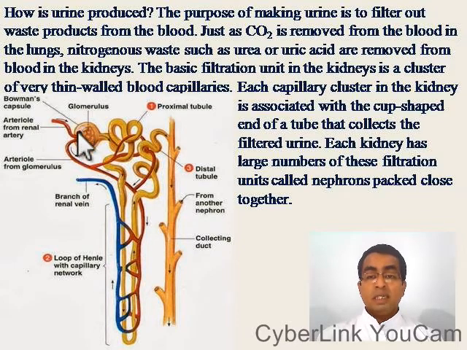The cup-shaped portion is known as Bowman's capsule. Then a cluster of capillaries is called glomerulus. This is a neck region. Then this region is known as proximal convoluted tubule. Then this particular portion is called Henle's loop. Here you have the descending limb and ascending limb. This is called distal convoluted tubule, and this is a collecting duct.